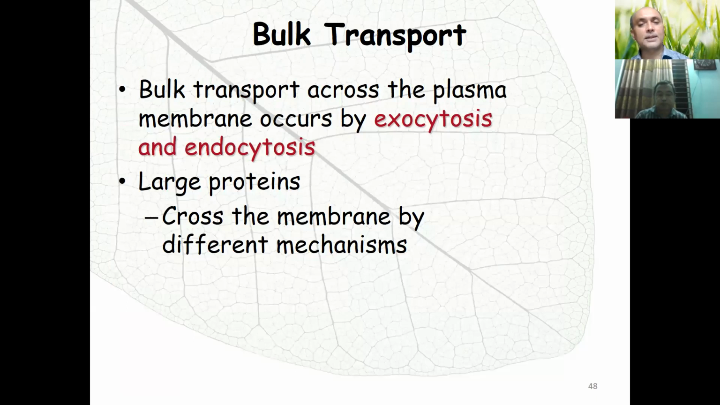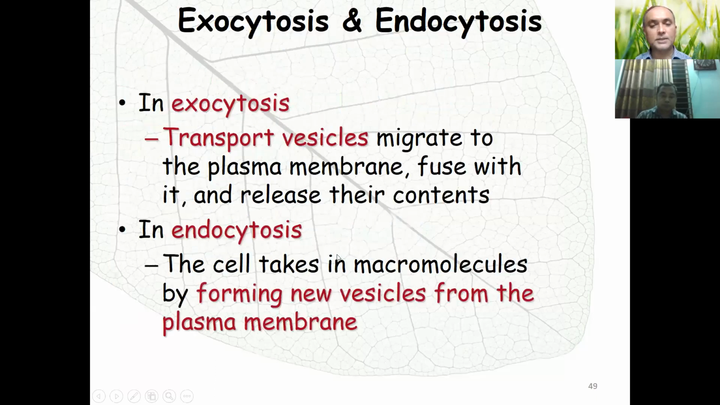Bulk transport across the plasma membrane occurs by exocytosis or endocytosis. Large proteins are involved there and cross the membrane by different mechanisms. In exocytosis, transport vesicles migrate to the plasma membrane, fuse with it, and release their contents. That means a vesicle, which is like a putli, something wrapped up, maybe protein or other things. So it can also pass through exocytosis for making the cell wall or like this.